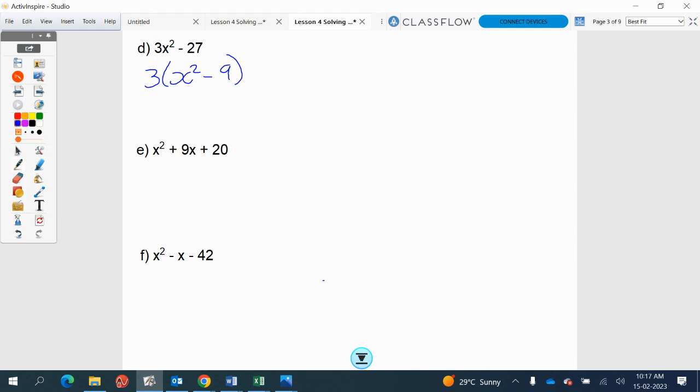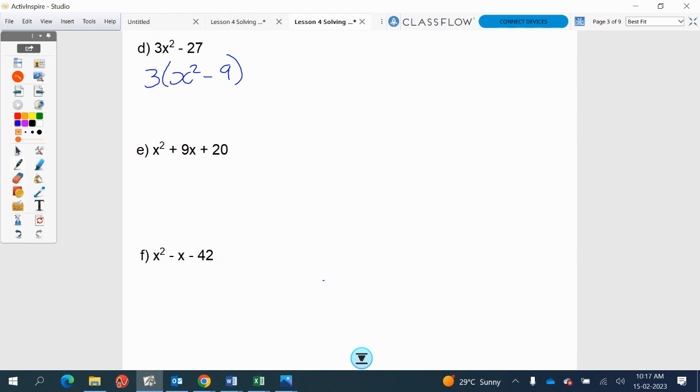Now this isn't fully factorized. We can take this a little bit further. Now we can spot this type of factorization. It's from one of the special cases. Here we have x squared. Here we have a square number as well, and a minus sign in the middle. We call this the difference of two squares. So we have a square number minus another square number. And we can use the conjugate rule to factorize this one.